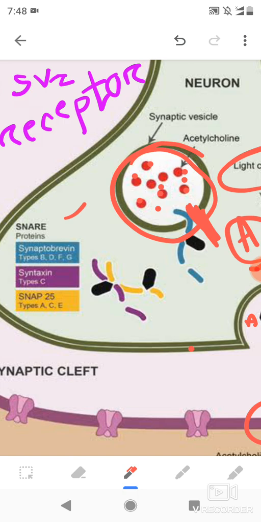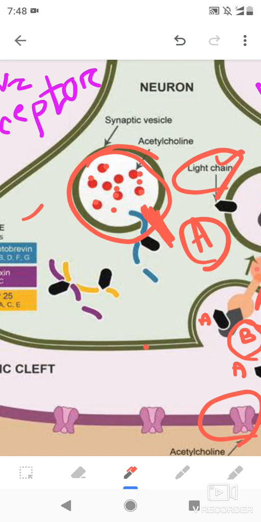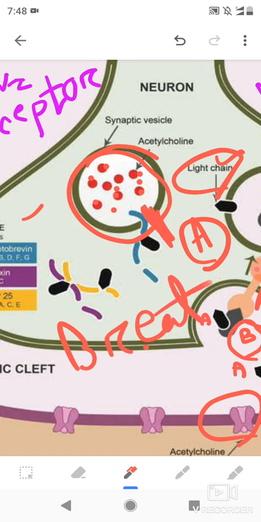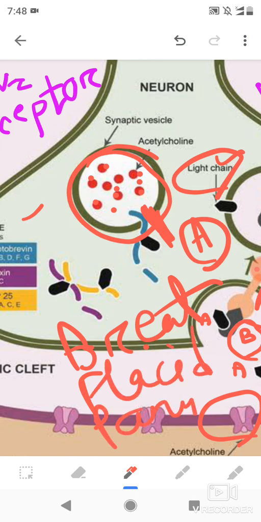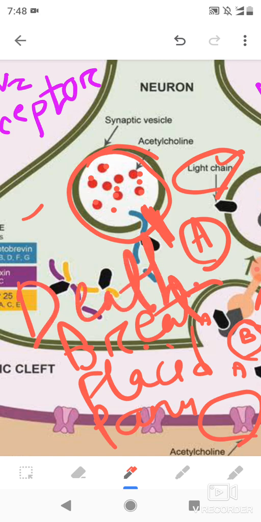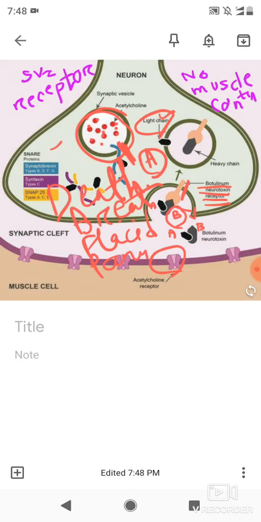As the neurotransmitter can't send the signal, it leads to muscle relaxation. There is no further muscle contraction. So that leads to the breathing issue, the flaccid paralysis, and eventually death. Okay, so this is all about the botulism toxin.